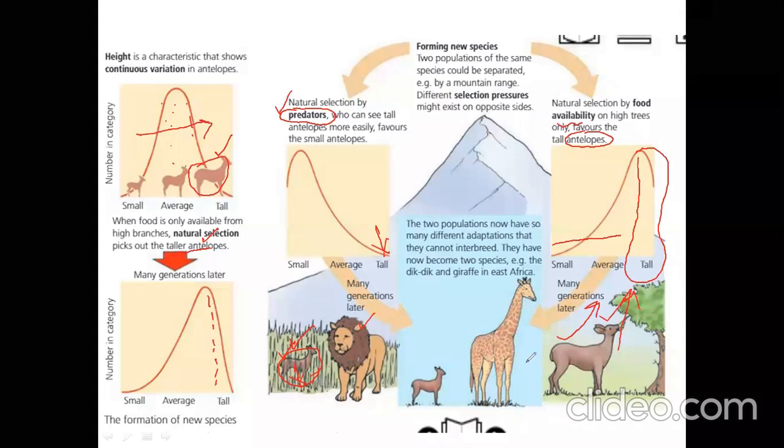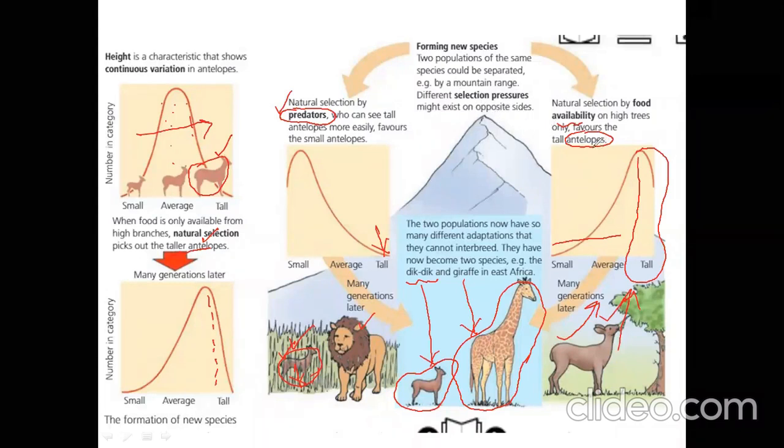So with the passage of time, it changed into another appearance. This is the giraffe. While this one remained too short, too small, and that is another species. So it means we got two different species from the same kind of animal, the antelope, because of environmental exposure.